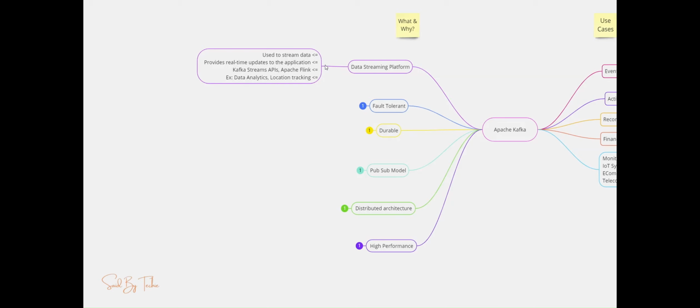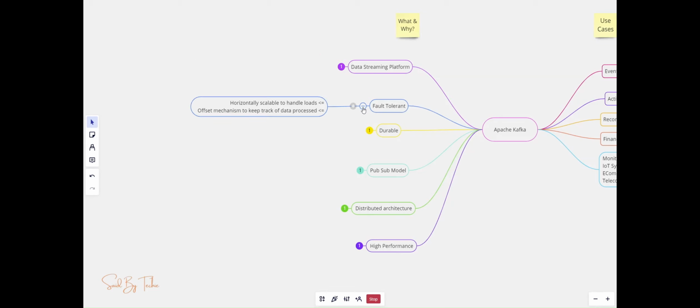We have Streams APIs and Apache Flink. Kafka is used in conjunction with these APIs or applications to provide a seamless data streaming platform. And it's fault tolerant. We have a concept of brokers here. These brokers are nothing but servers where we host the Kafka applications. So we can increase the servers horizontally. Internally, Kafka handles all the sync with the other brokers.